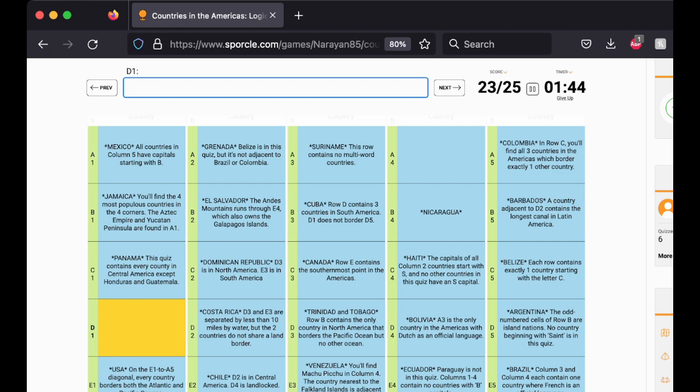I'm going to just guess. I'm going to guess that D1 is Guyana. Guyana is known for the land of the 6 peoples. Okay. Now, find Machu Picchu. The country nearest to the Falkland Islands is blue. Okay. So Machu Picchu, that's going to be Peru.